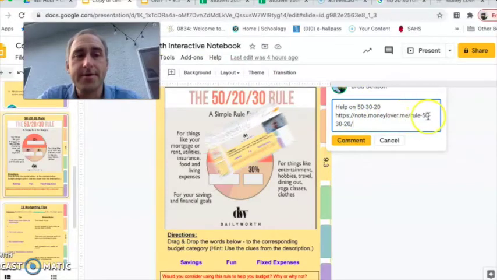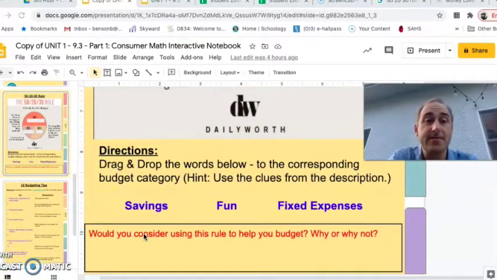The thing Miss Hoffman and I'd like you to do is to reflect on why you might use the 50-30-20 rule. Why is it good? How can it help you budget? What are some downsides of the 50-30-20 rule?